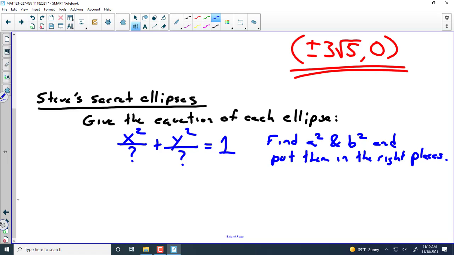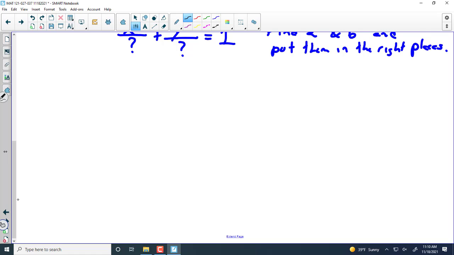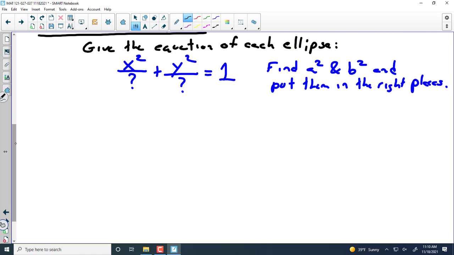In other words, you have to find the bigger number and the smaller number, and you have to make sure you put the bigger number under the proper x squared or y squared, and put the smaller number under the right one. That's what you have to do. If someone wants an equation for an ellipse, this is the universal task that those instructions mean. We just need to watch out for what they're going to say to us. Sometimes the instructions are easier than other times.